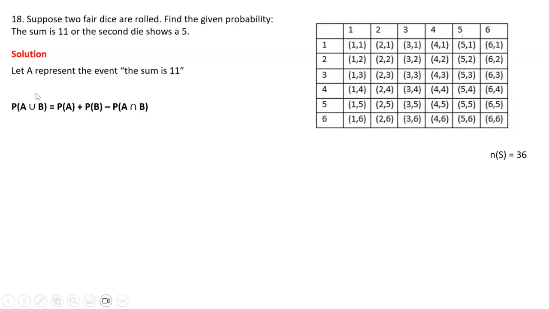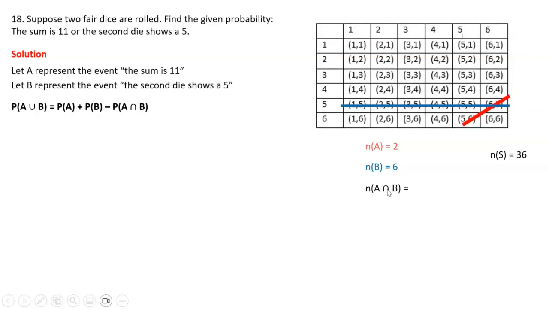So for the sum is 11, we're going to let A be the event. The sum is 11 will be these 2 here. So it's going to be 2 of them. So N of A equals 2. Now we're going to let B represent that the second die is a 5, right? So the second die is a 5 will be all these right here. There's going to be 1, 2, 3, 4, 5, 6. So N of B is equal to 6. Now for the intersection, what do A and B have in common? These 2 have in common this one here. So it's going to be 1.